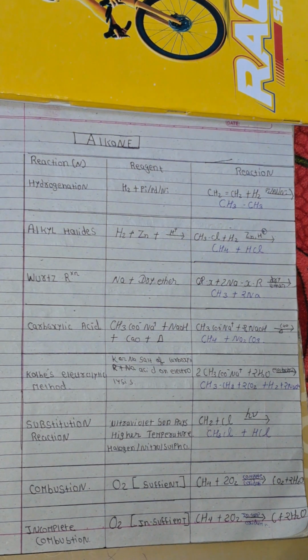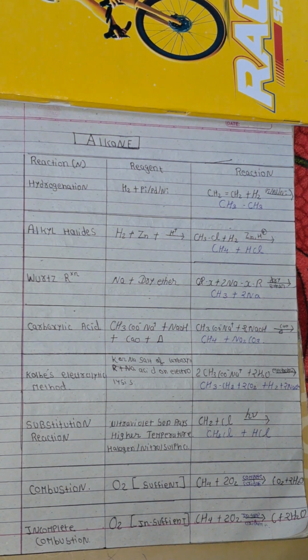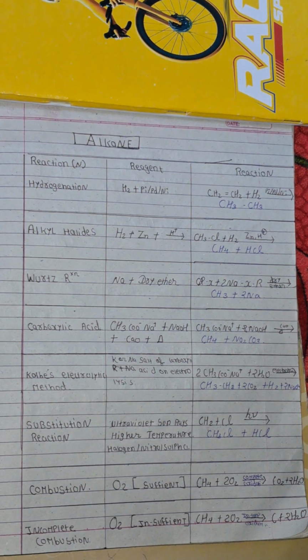Okay students, here is our chapter, hydrocarbon. There are four parts of hydrocarbon: alkane, alkene, alkyne and aromatic hydrocarbon. Here is the first part of hydrocarbon, which is alkane.